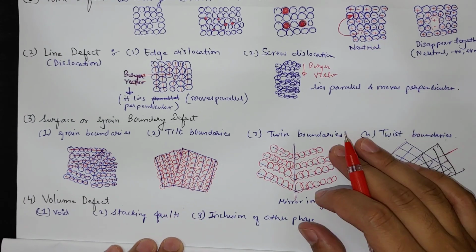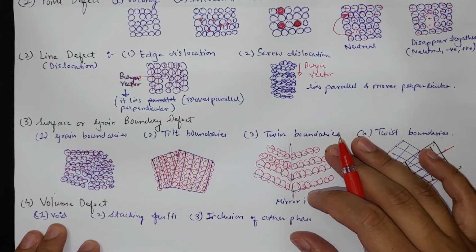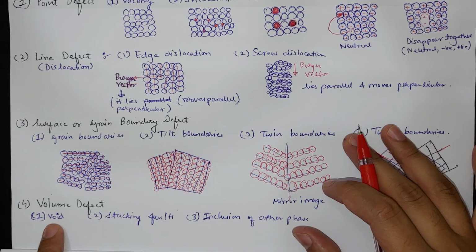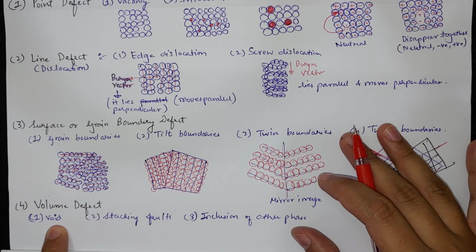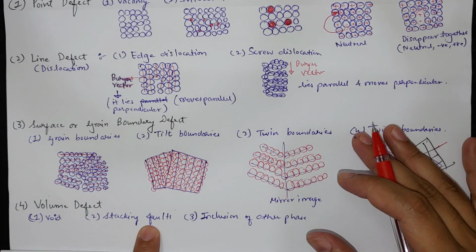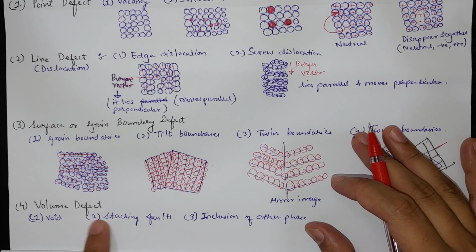The last one is volume defect. In volume defect, if there is a void inside the material, then it is called a void defect, where the entire volume of the material is not present. And stacking faults are different layers of material stacked in different orientations and in different directions, which form a volume defect.